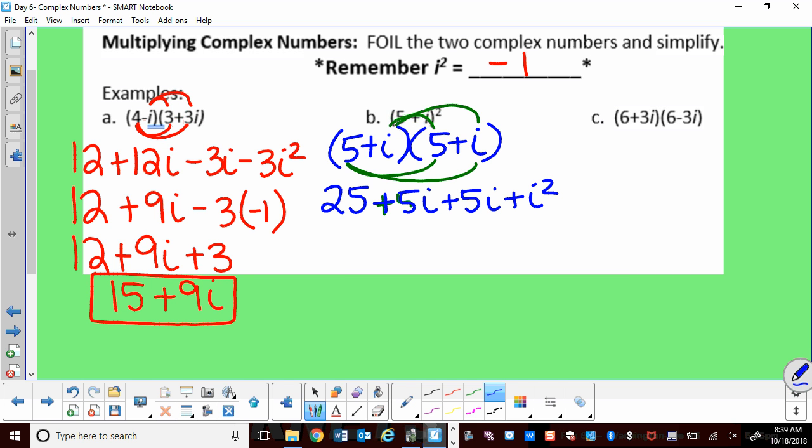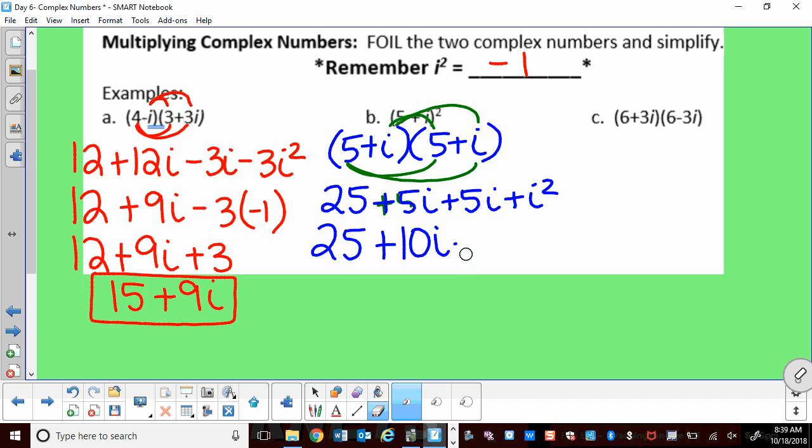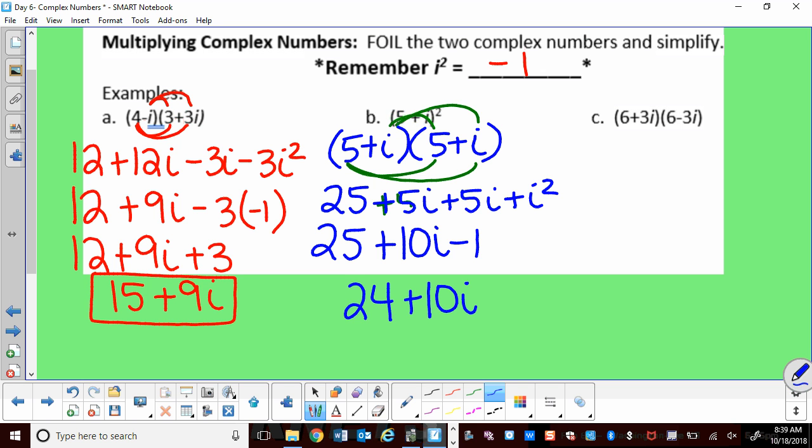Alright, nothing combines with my 25, so I bring it straight down. What's 5i plus 5i? 10i. i squared is really negative 1, right? So I'm just going to move that down as negative 1. I'm going to combine like terms. 25 minus 1 gives me 24. I still have 10i.